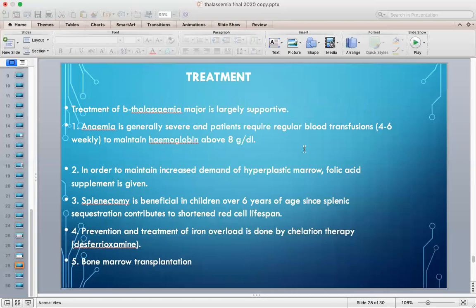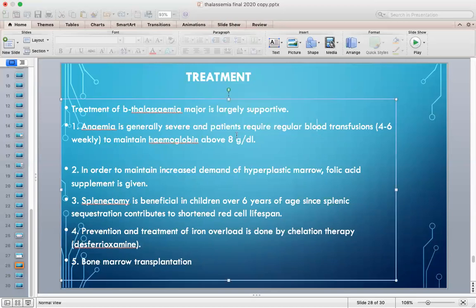Regarding treatment of patients with beta thalassemia, it is largely supportive by giving a regular blood transfusion about every 4 to 6 weeks. That means about every month the patient takes one, sometimes needing a blood transfusion within 3 weeks. We try keeping the hemoglobin above 8 gram per deciliter. And the bone marrow is hyperactive, trying to compensate for the ineffective erythropoiesis, so we need to give folic acid, because folic acid, as in the previous lecture, is important for the synthesis of the DNA.